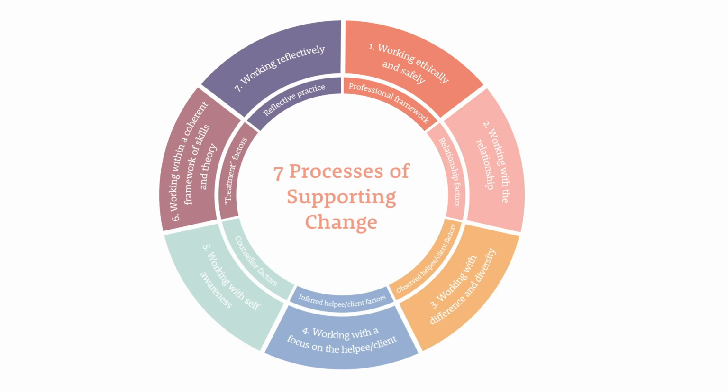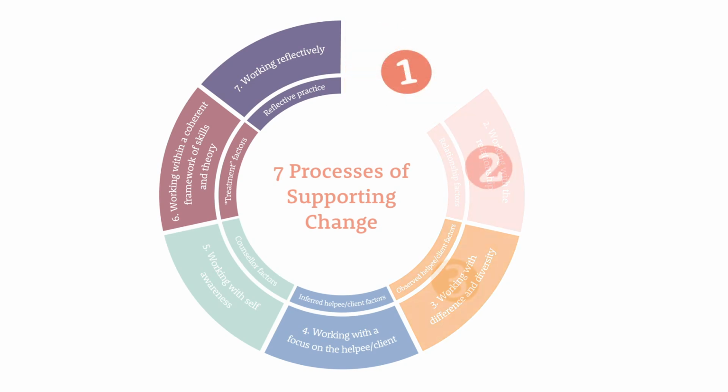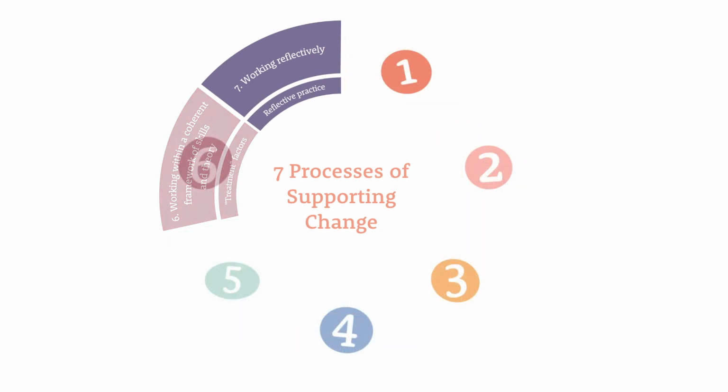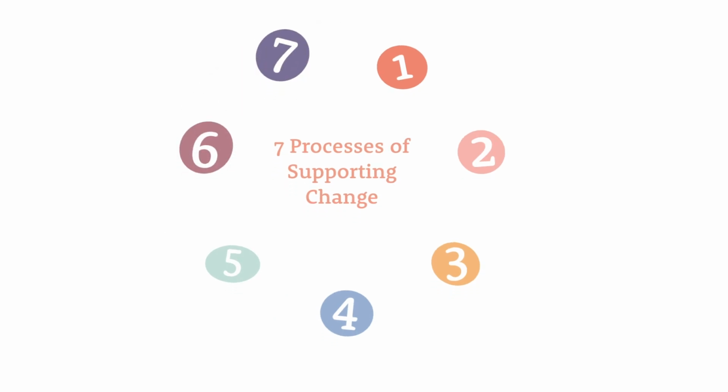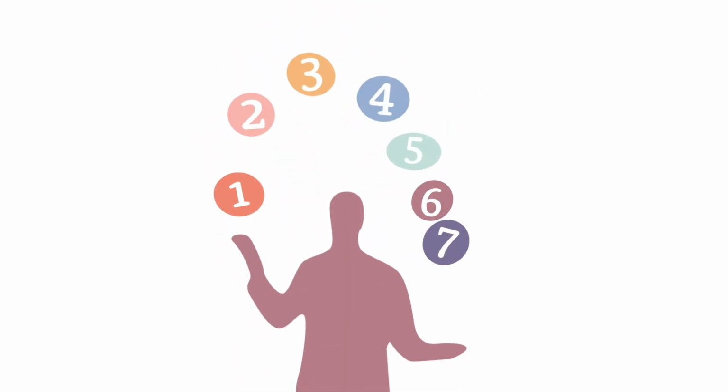These 7 processes interact together. They're a little bit like 7 balls which the helper or counsellor juggles. Helpers can work with these 7 processes to enable a person to reflect on themselves and their life, get clearer about their problems, and identify better ways of coping. Likewise, counsellors can also work with these same 7 processes to support clients to change aspects of both their lives and themselves.